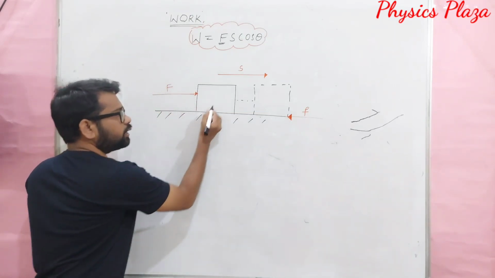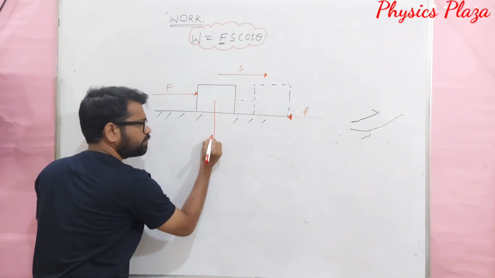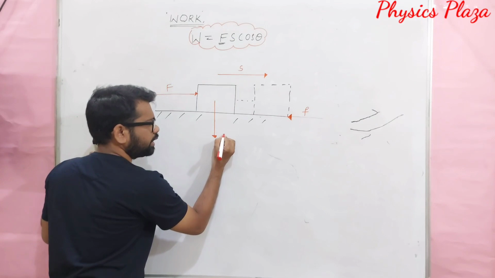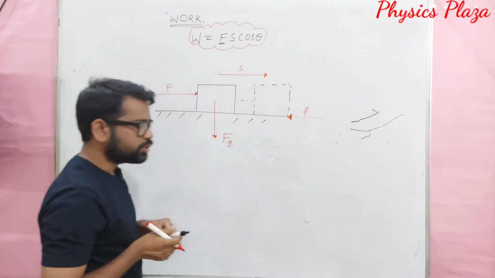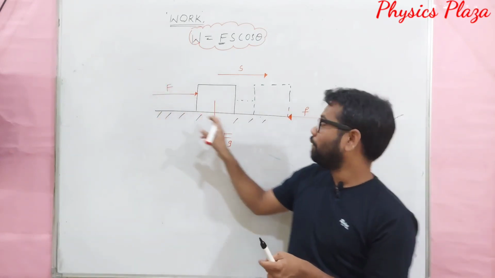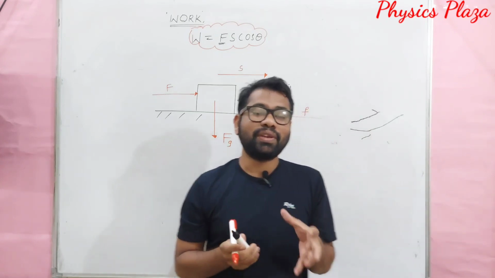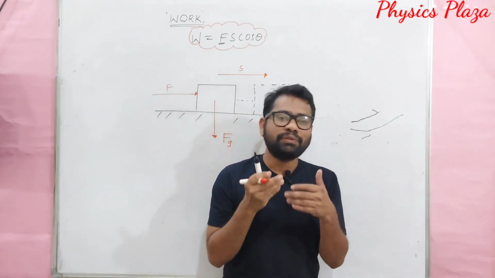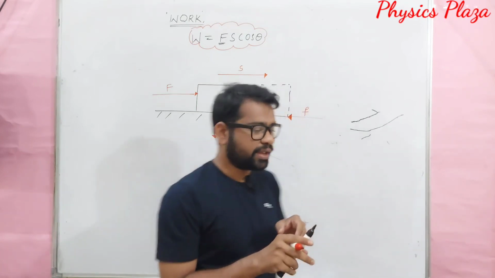And don't you think that the gravitational force will also be acting on the body? Of course, yes. The gravitational force will be acting here. Let us say the gravitational force is Fg. So children, here three forces are acting: external force, frictional force and gravitational force. With this simple example, we can understand in a better way when the work done is positive, when the work done is negative, and when the work done is 0. A very simple way to understand.